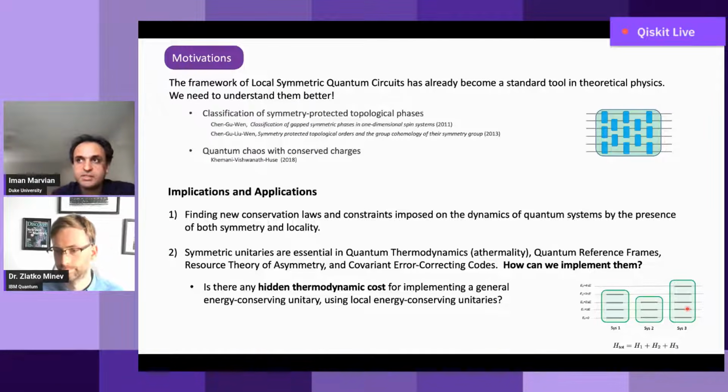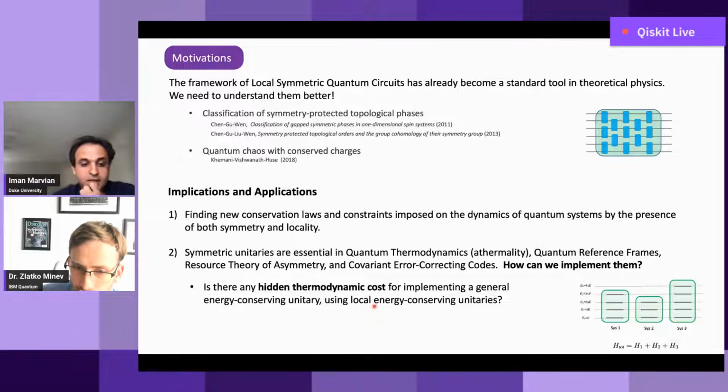And so just this intuition suggests that maybe all energy conserving unitaries, all unitaries that respect the total Hamiltonian of these 3 systems, should be realizable by a sequence of 2 local energy conserving unitaries. Okay? But if this is not the case, then maybe there is some hidden thermodynamic cost for implementing a general energy conserving unitary using local energy conserving unitary.